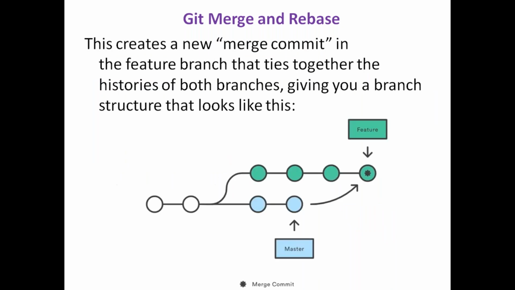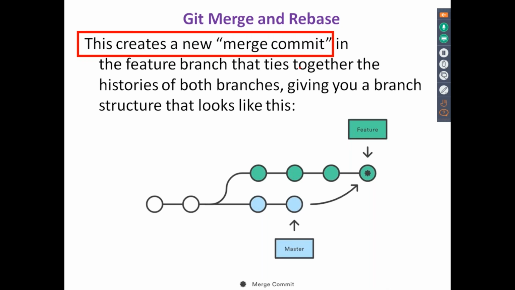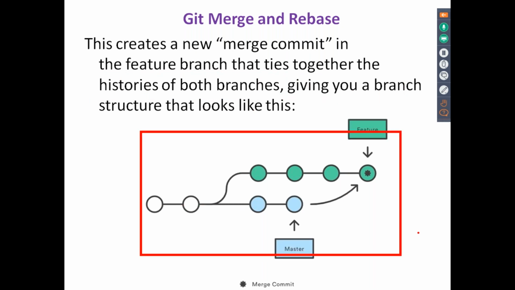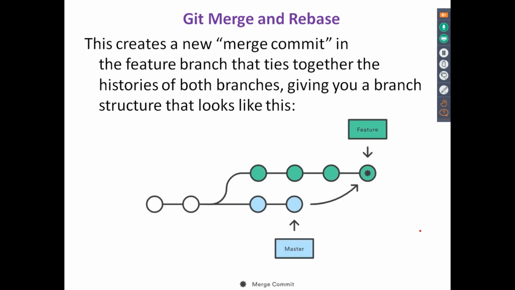See here. If we do merge, what will happen? See this one? This creates a new merge commit, that ties together the feature branch. That is, the master code will be added to feature, and it generates a new commit here that ties together the histories of both branches. And it gives you a branch structure that looks like this. So if we do merge, you can see the code like this. So it's a branch structure, right?